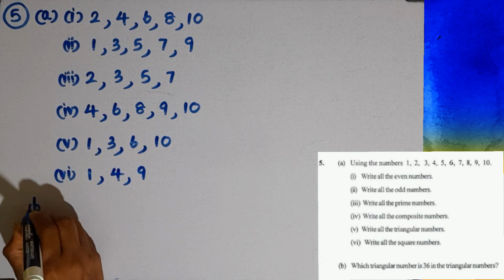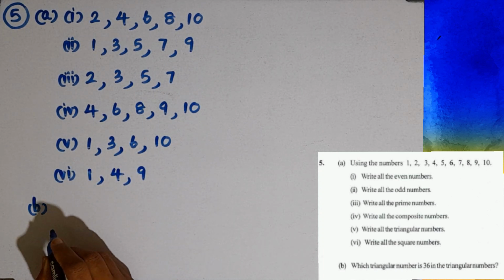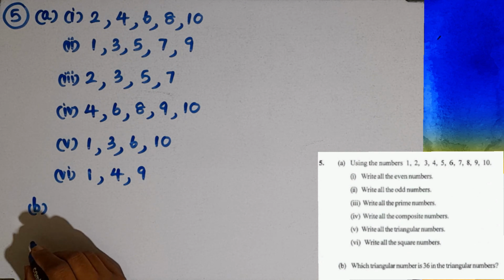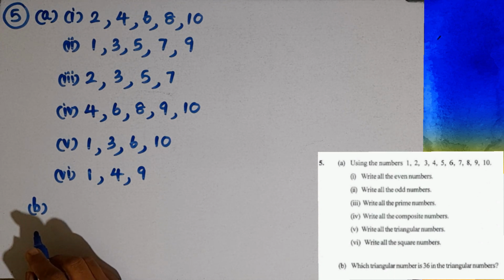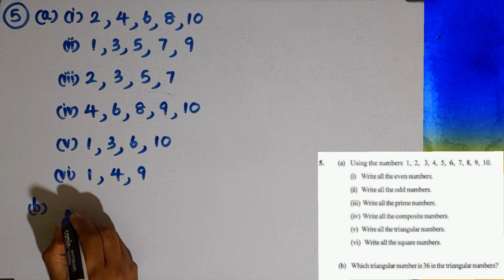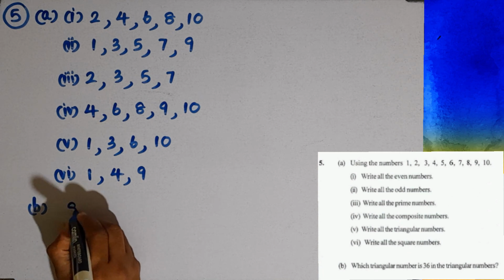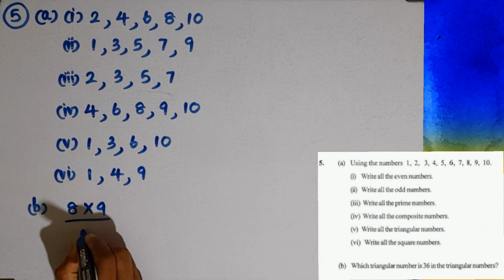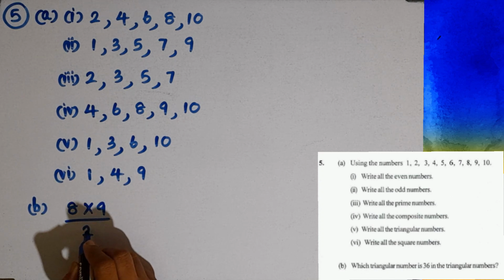Then B part, which triangular number is 36 in the triangular numbers? In the triangular number pattern, the general formula is n times n plus 1 divided by 2. Then we can write this 36 as 8 multiplied by 9 divided by 2. 72 divided by 2 is 36.